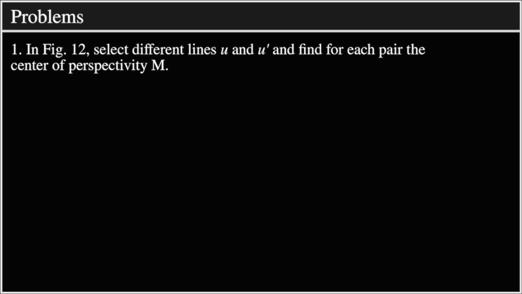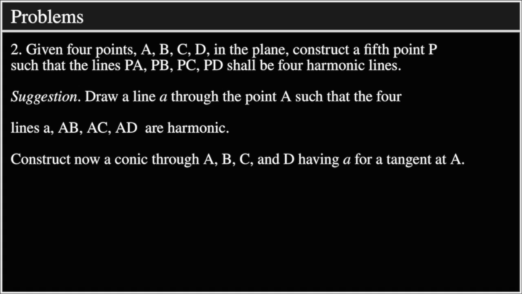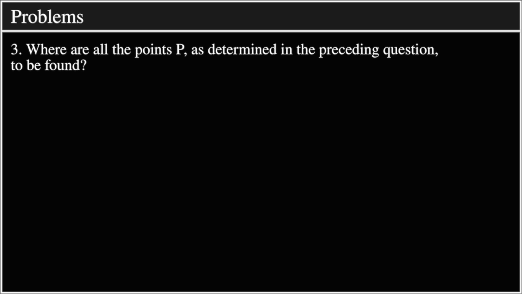Problems. 1. In figure 12, select different lines U and U prime and find for each pair the center of perspectivity M. 2. Given four points A, B, C, D in the plane, construct a fifth point P such that the lines PA, PB, PC, PD shall be four harmonic lines. Suggestion: draw a line a through the point A such that the four lines a, AB, AC, AD are harmonic. Construct now a conic through A, B, C, and D having a for a tangent at A. 3. Where are all the points P as determined in the preceding question to be found?